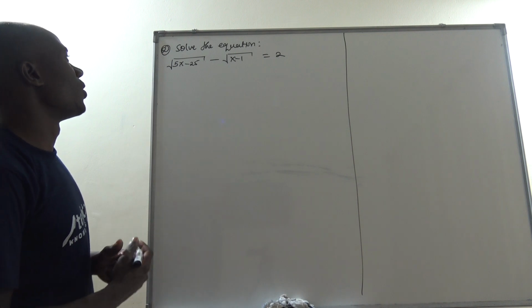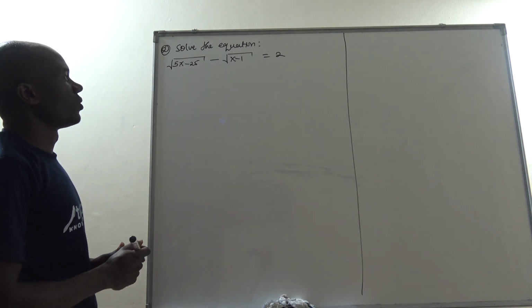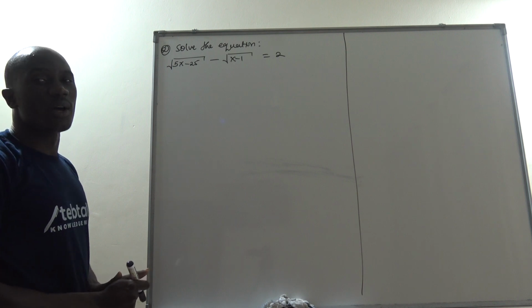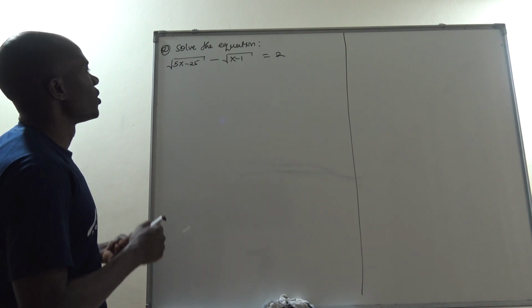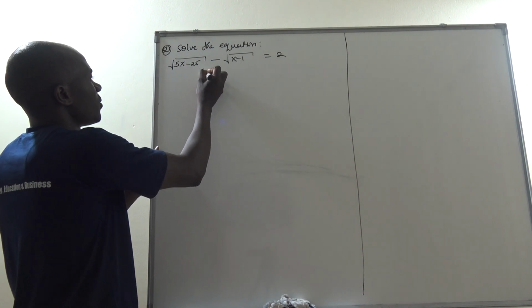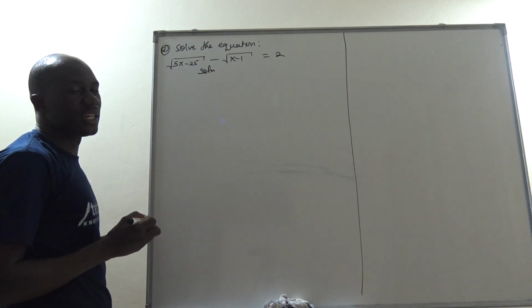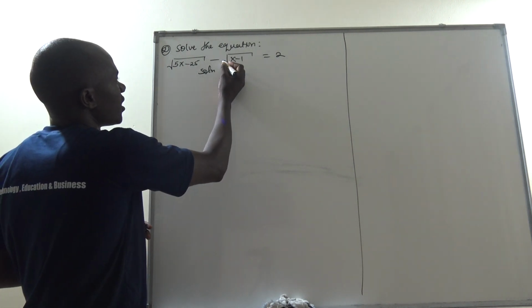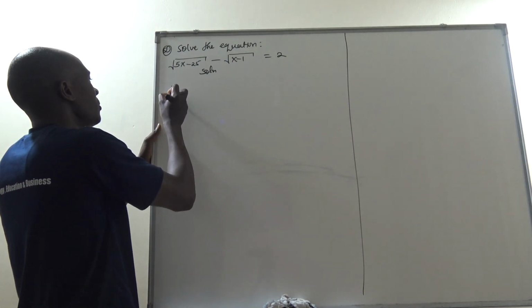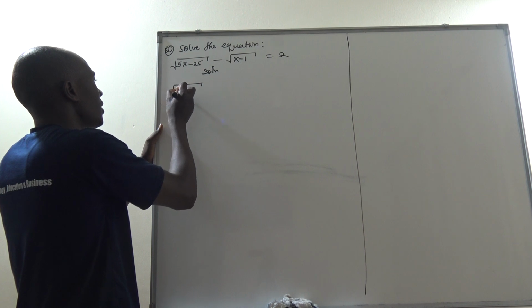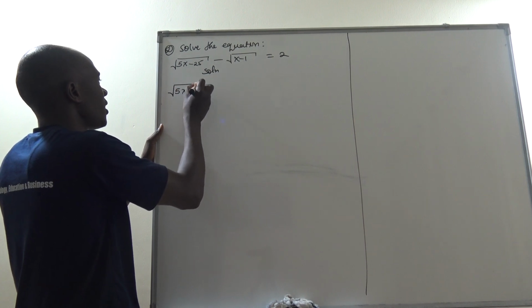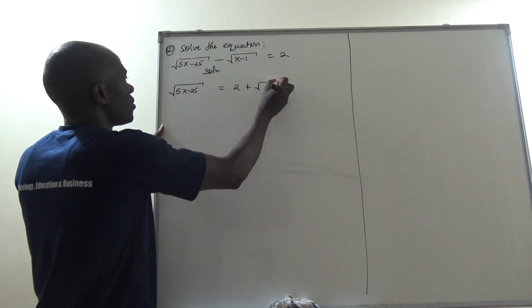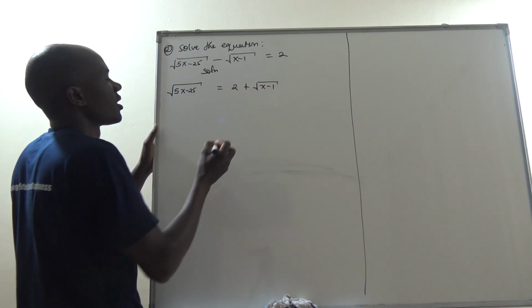Our question 2 goes: solve the equation, the square root of 5x minus 25 minus the square root of x minus 1 equals 2. When the question comes in this way, it is under surd equations. So what we're going to do, we can first take this one to the other side. We are remaining with the square root of 5x minus 25 equals 2 plus the square root of x minus 1.